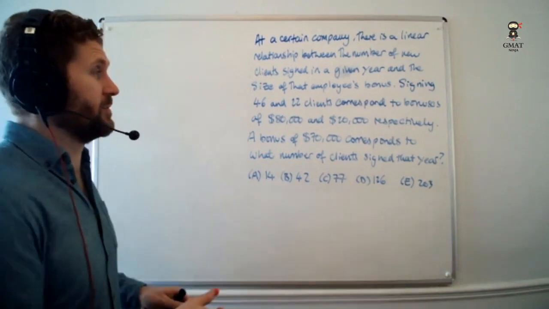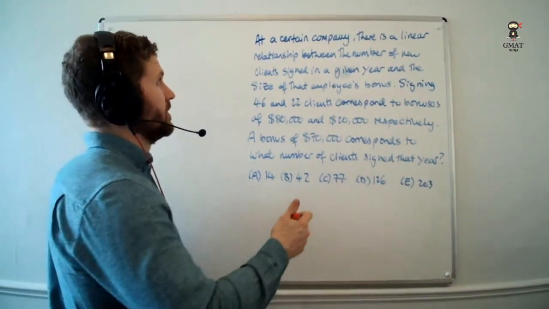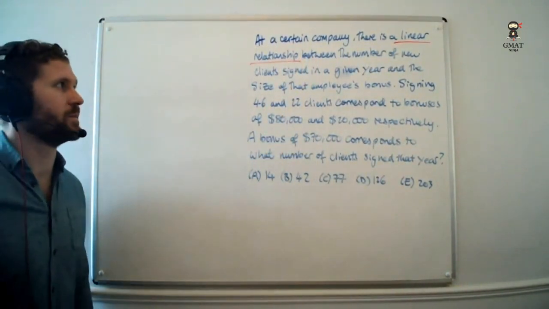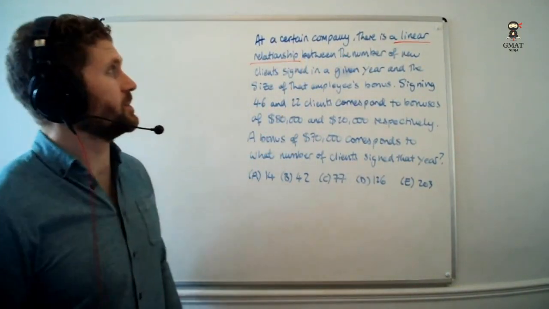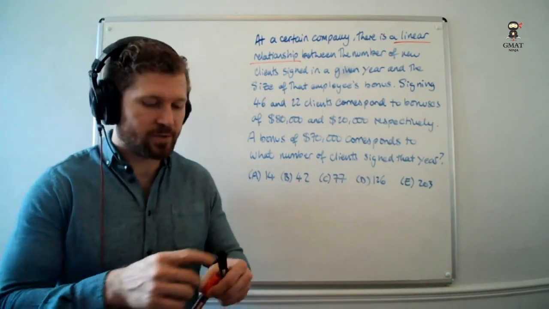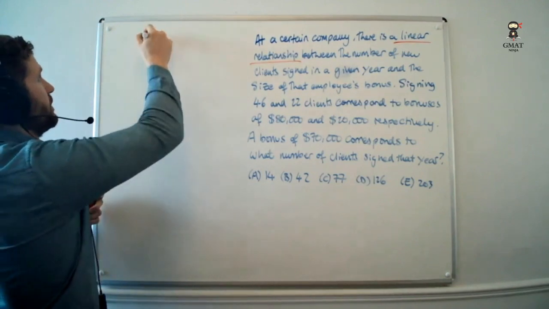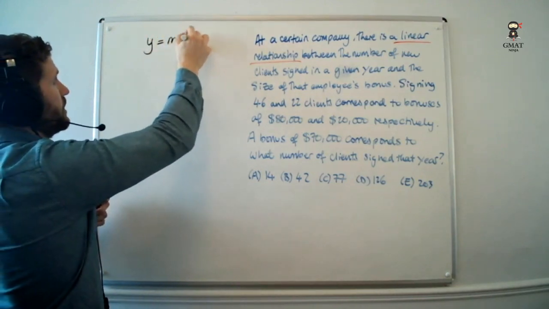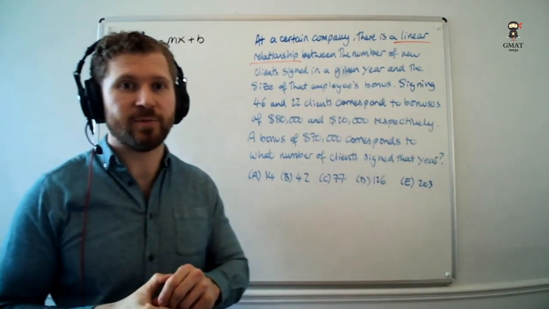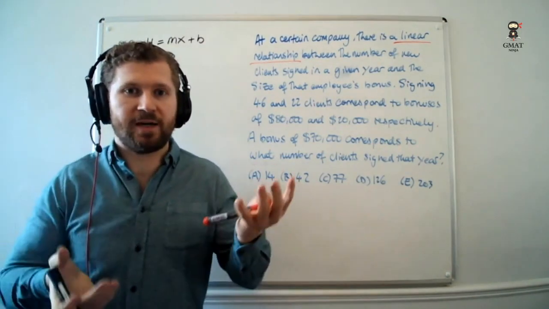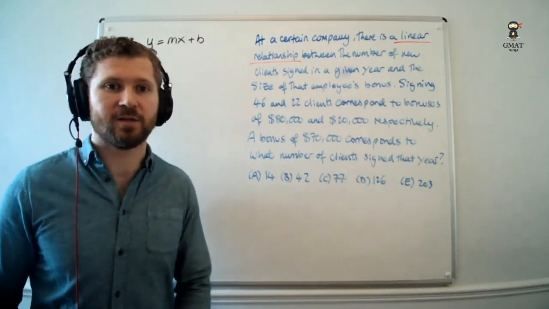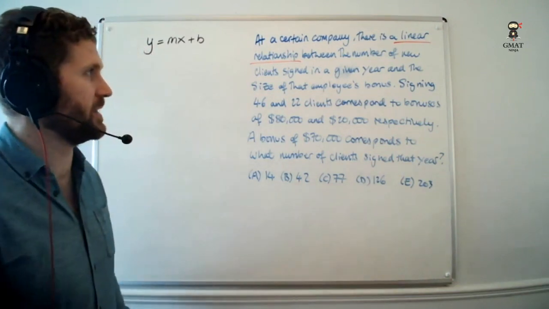I hope you remember from way back, early on in this video, this bit about linear relationships. We're told that there is a linear relationship between the number of new clients signed in a given year and the size of that employee's bonus, which means that we are working with something resembling a straight line. We're going to be using that straight line formula here. One of them's the y, one of them's the x. Unless there's anything that tells us in the question, we can make the choice about which one we make y, which one we make x.